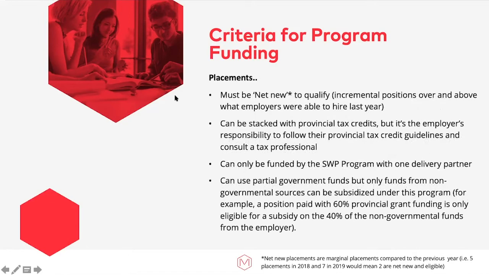The placement itself has four main criteria. The placement, in order to be eligible for funding, must be a, quote, net new placement. And what that means is that a placement must have been created under this program. In other words, an incremental position over and above what an employer was able to hire the previous year. So an example there: if last year an employer was able to hire 5 students, and this year they're able to hire 6 or 7 or 8, they would be eligible for funding for that 6th, 7th, and or 8th placement.